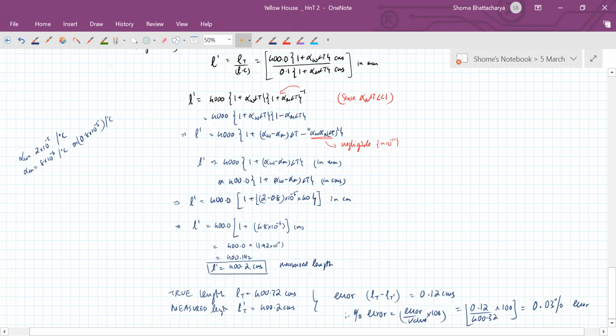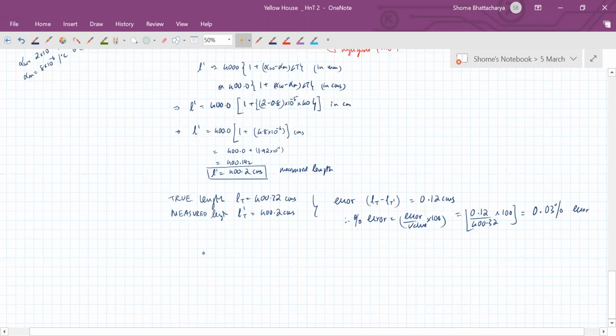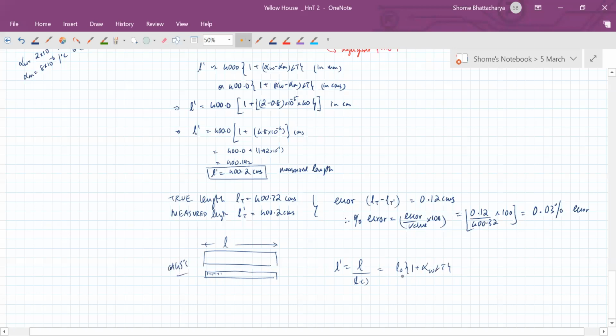Yes, Ansh, the measured length is of the plank only. So see, the plank has expanded to a true length of L. Its actual length is L, but then we are using the scale to measure its length, and the scale is faulty. So the scale is measuring some value which is the true length divided by the least count of the scale. The true length is L naught into 1 plus alpha of wood into delta T, because it's at 45 degrees C. But the least count is also faulty. It is 1 millimeter into 1 plus alpha of metal into delta T.